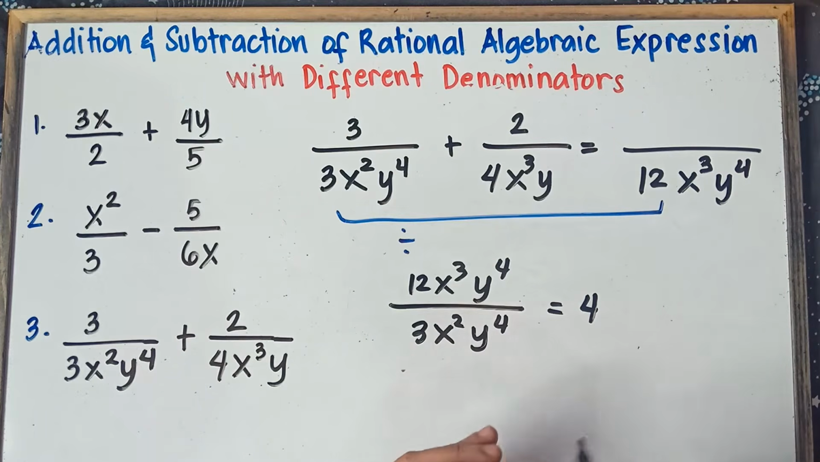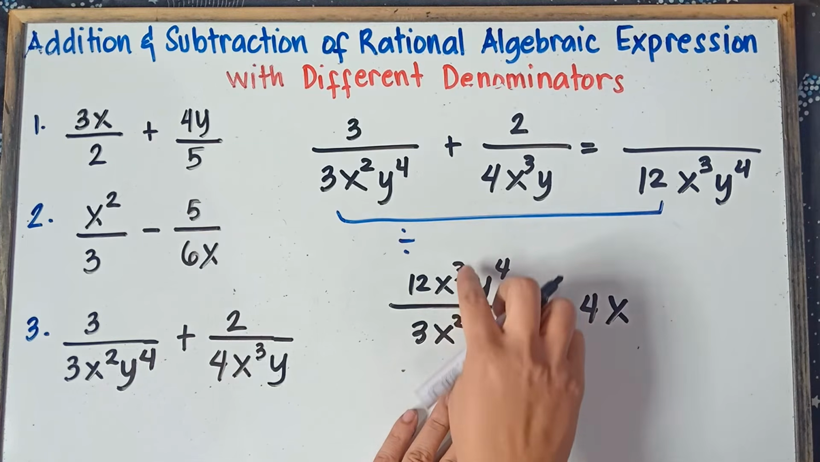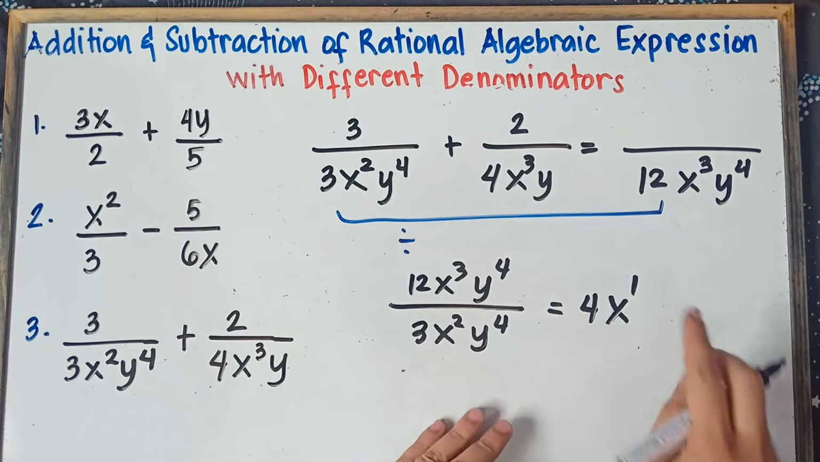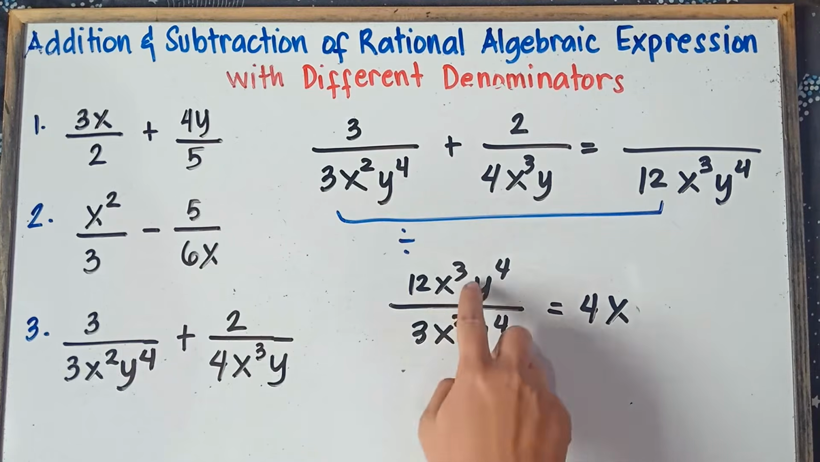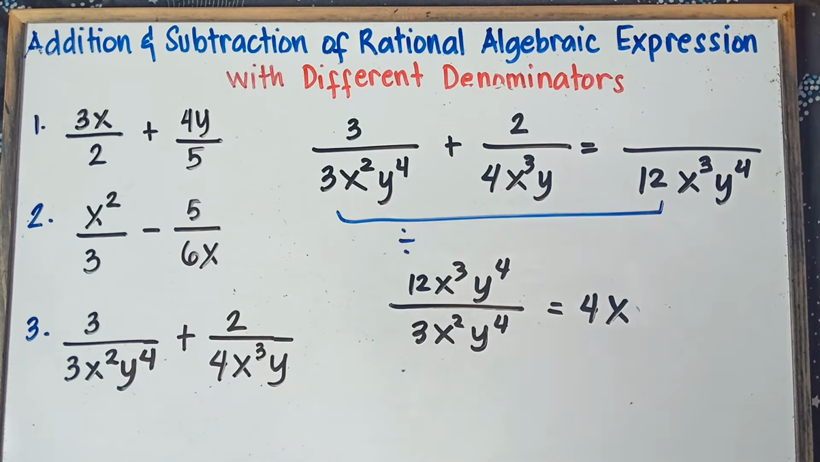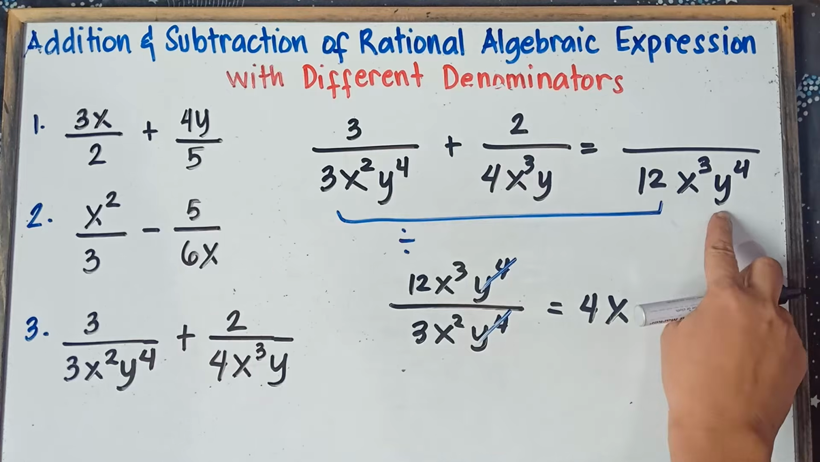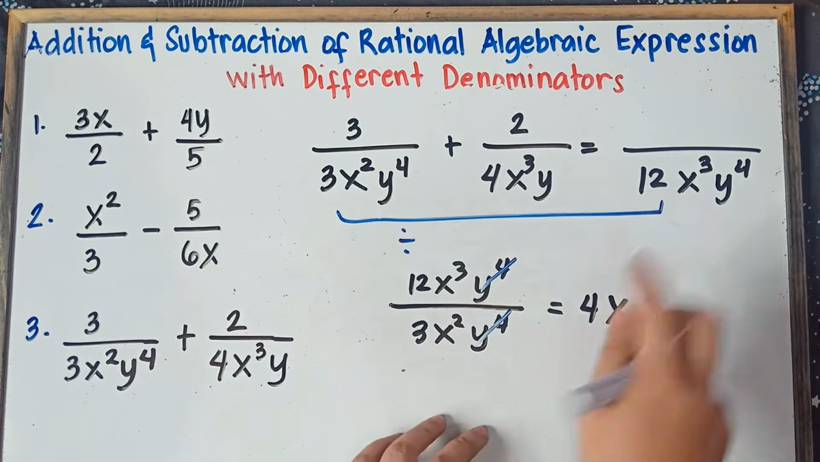So once again, class, if you're dividing literal coefficients, simply copy the base, copy x, subtract the exponent, 3 minus 2, that would be equal to 1. So x raised to the power of 1, or we can just erase 1, understood that there's 1 here. And then same letter, same exponent, we can just simply cancel this out. So therefore, our answer, that would be 4x. So 12x cubed y raised to the power of 4 divided by 3x squared y raised to the power of 4. The answer is 4x.